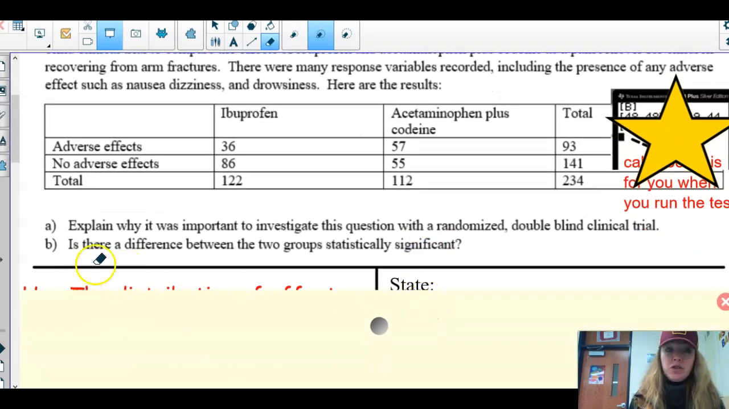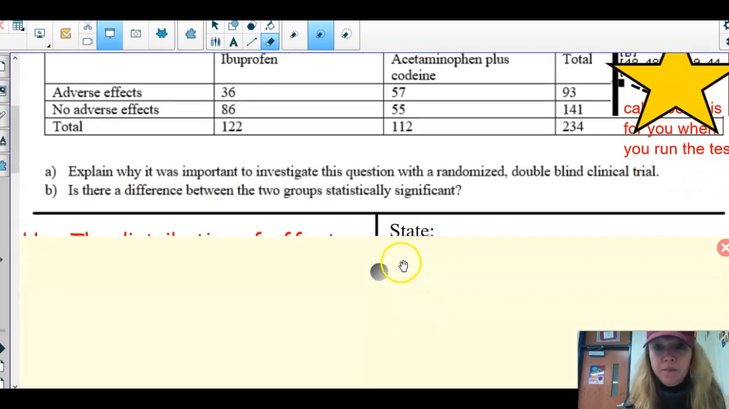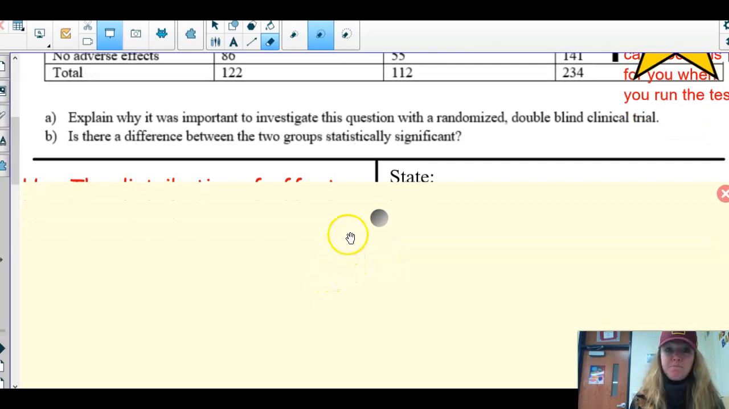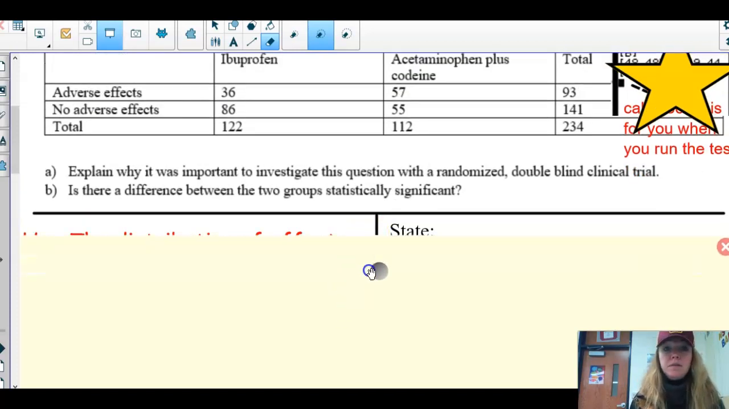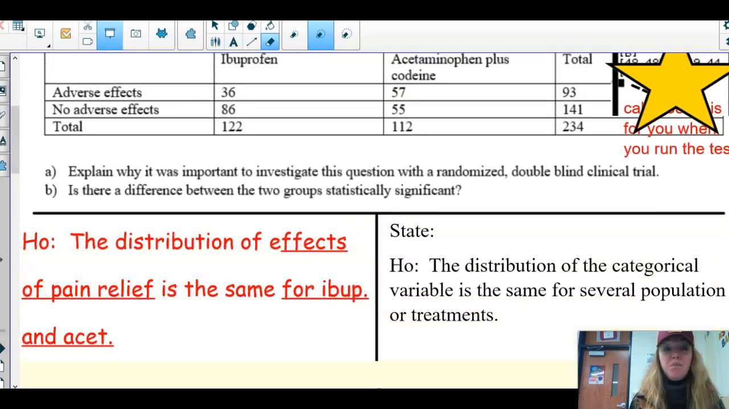Now let's go to the question. Are the differences between the two groups statistically significant? So H0 is always an is statement. HA is always an is not statement when we're dealing with chi-square. So the first one, we talk about the groups. The distribution of effects of pain relief is the same for the ibuprofen and acetaminophen groups.